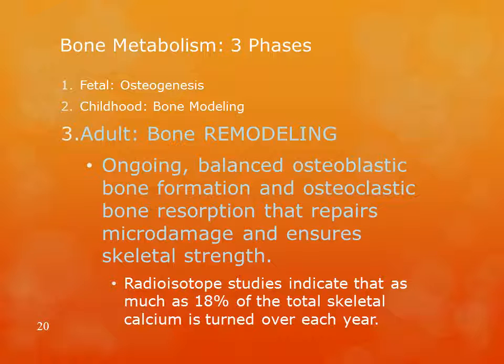Why would we have this going on? Because we live in a world that's hard. And there are lots of sharp corners and falls and little micro traumas that happen to us all the time. I find it fascinating that radioisotope studies show we turn over as much as 18% of our total skeletal calcium every year because of adult bone remodeling.